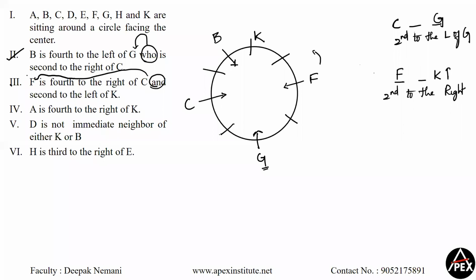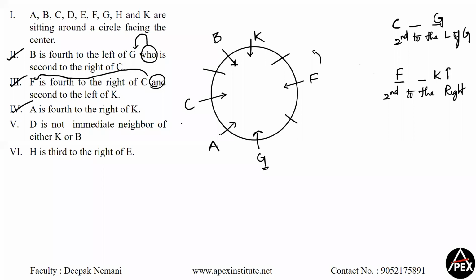So we have considered this. Now A is fourth to the right of K. So K is facing towards the center. Okay. So this will be right 1, 2, 3, and 4. So A will be here. A is fourth.